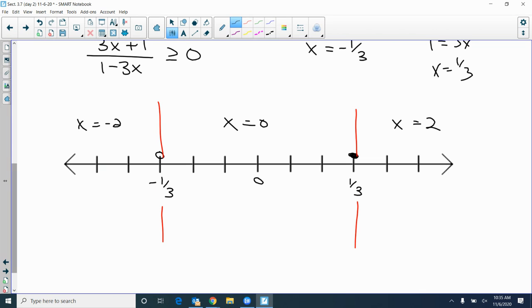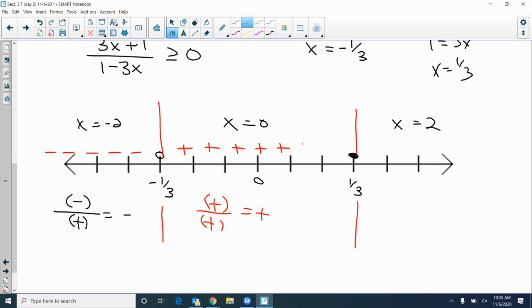So negative 2: 3 times negative 2 is negative 6 plus 1 is a negative. Be careful, negative 3 times negative 2 is positive 6. So that's really 1 plus 6. So you get a negative. So that whole thing is negative. All right, how about from negative 1/3 to 1/3? Plug in 0. Well, 3 times 0 plus 1 is a positive, and 1 minus 0 is a positive. So that whole thing is a positive. And then how about x equals 2? In that case, 3 times 2 is 6 plus 1 is 7. That's a positive. This will be a negative. So the whole thing is negative.